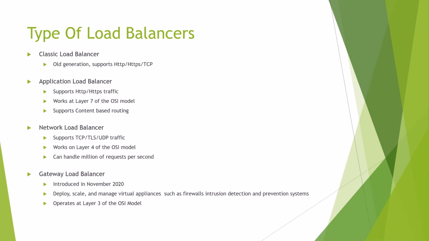And then we have the gateway load balancer. This gateway load balancer was launched very recently, announced somewhere around November 2020. Basically it's used to deploy, scale and manage virtual appliances like firewalls and intrusion detection systems, which are provided by third party vendors, and it operates at layer 3 of the OSI model. We won't be covering the gateway load balancer in great detail in any of the lectures, as it is newly introduced. So okay, let's head over to the AWS console right now and see how to create an application load balancer.